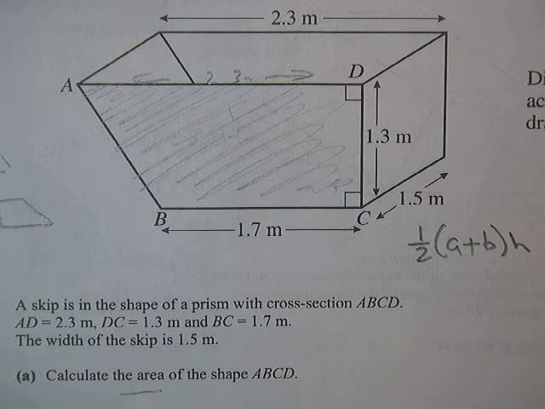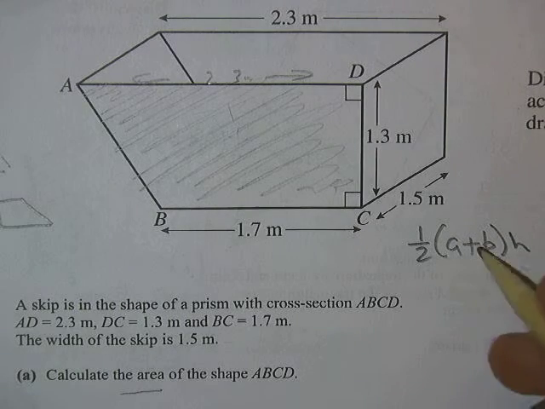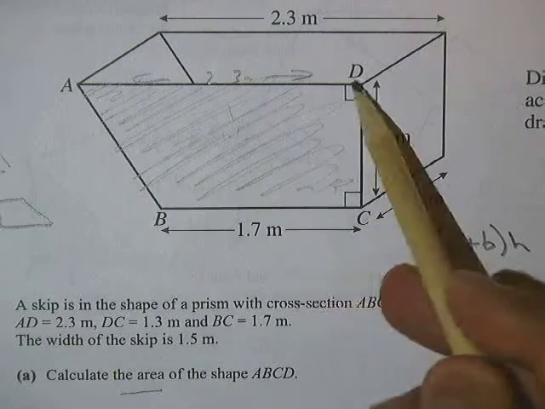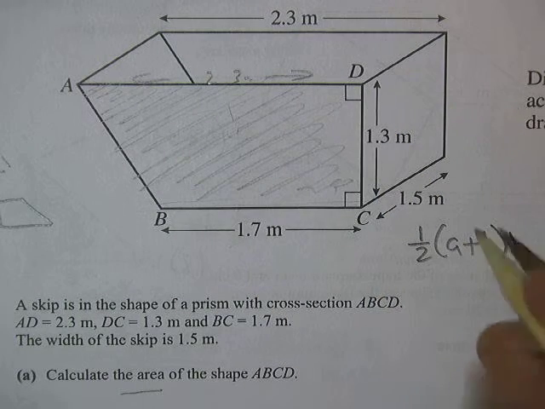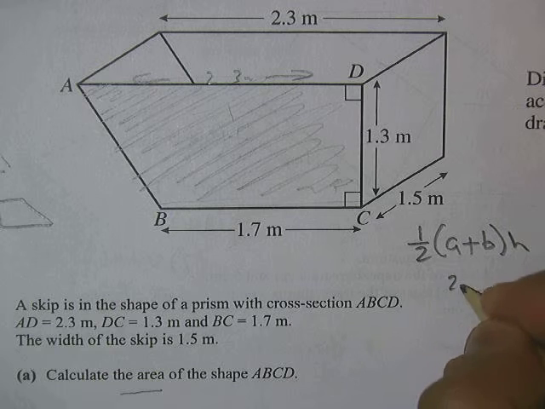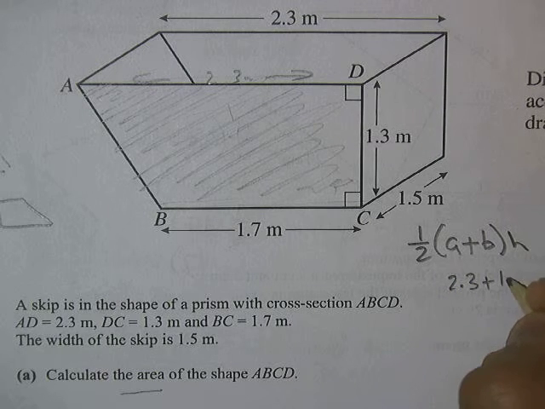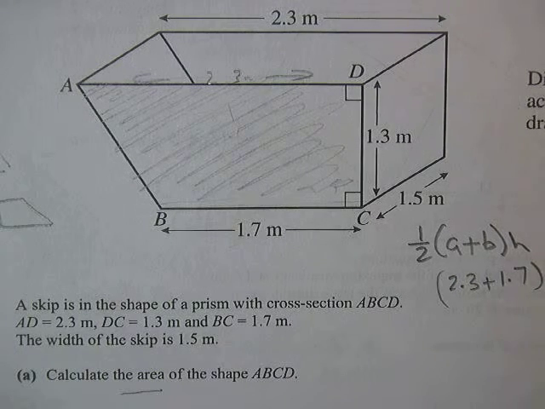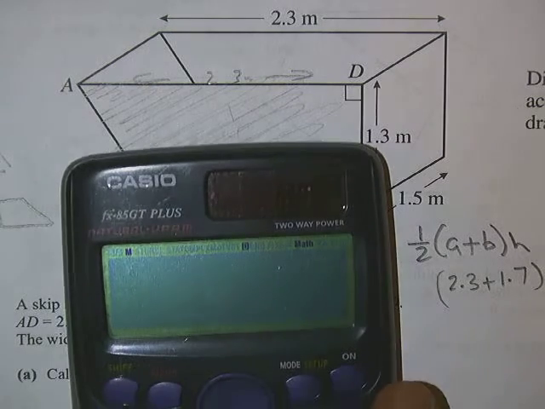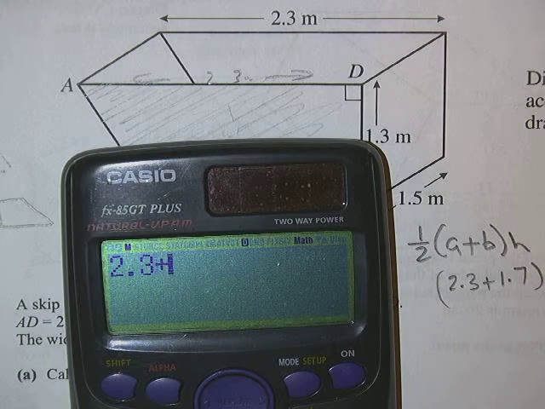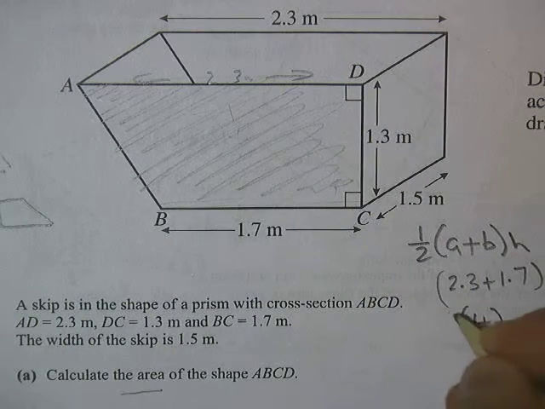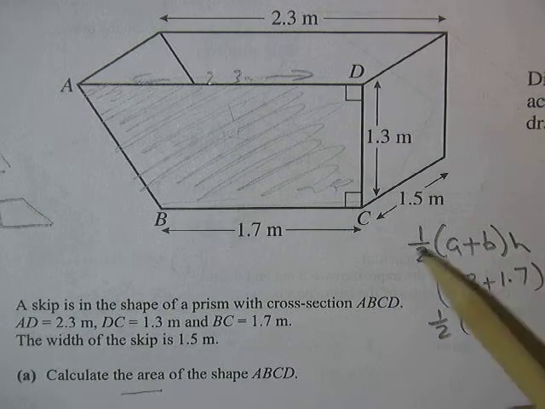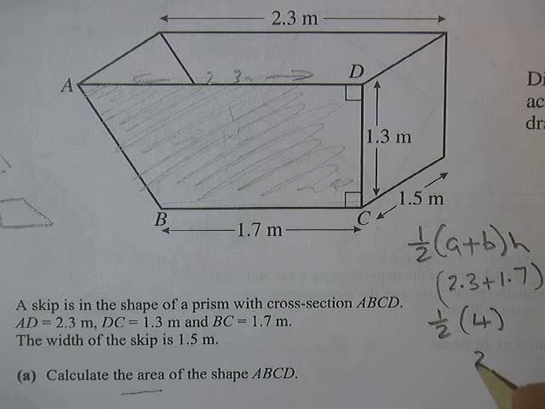First, we're going to do A length plus B length. One parallel length is 2.3, the other is 1.7. It doesn't matter which one you use as A or B. So we're going to do 2.3 add 1.7, and I get an answer of 4. Nice and easy. Then I'm going to half that answer, 4, and if I half 4, I get 2.